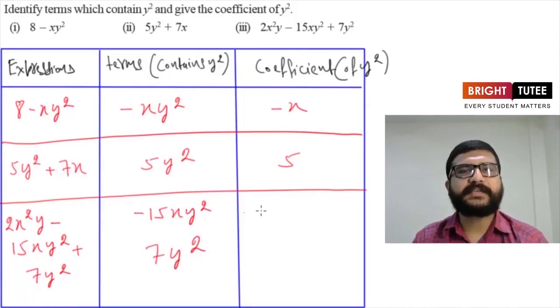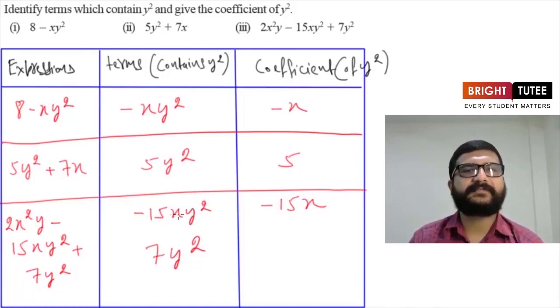Now for the first term, the coefficient of y square will be minus 15x. Just remove y square from here, so we are left with minus 15x. So minus 15x is the coefficient of y square in the term minus 15xy square. Now the next term, it is 7y square. Again we will remove y square from here, we are left with 7. So 7 is the coefficient of y square in the term 7y square.